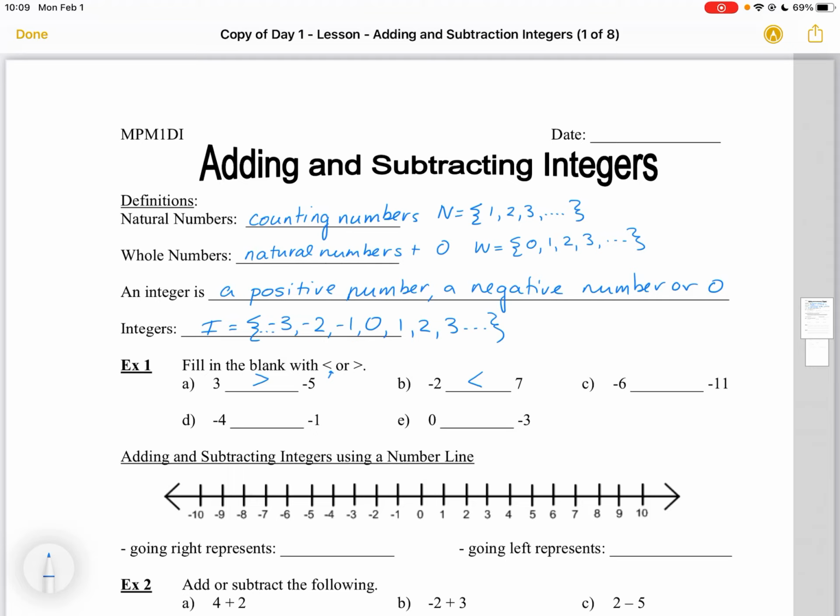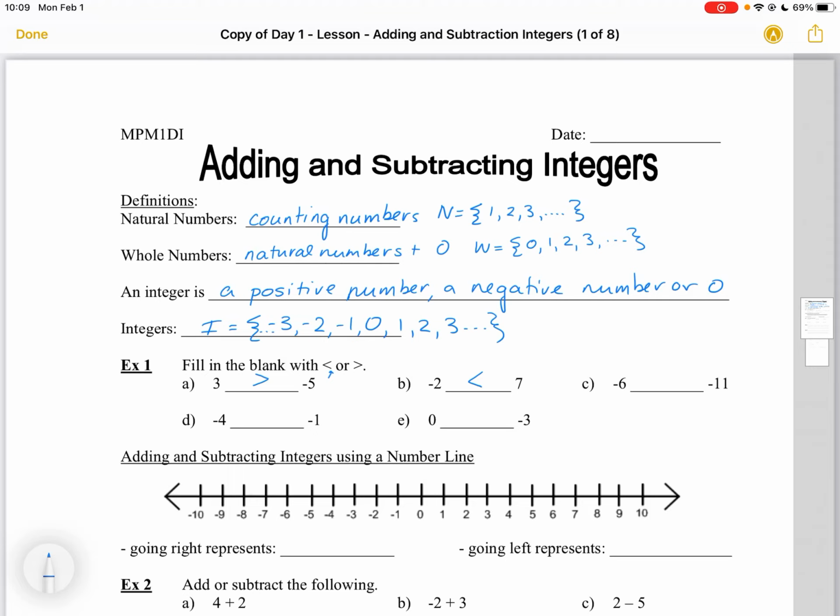A whole number is the natural numbers plus 0. They're usually represented with a W, and they start at 0 and then go up from there. There are no negative numbers, and there are no decimals in those two sets.